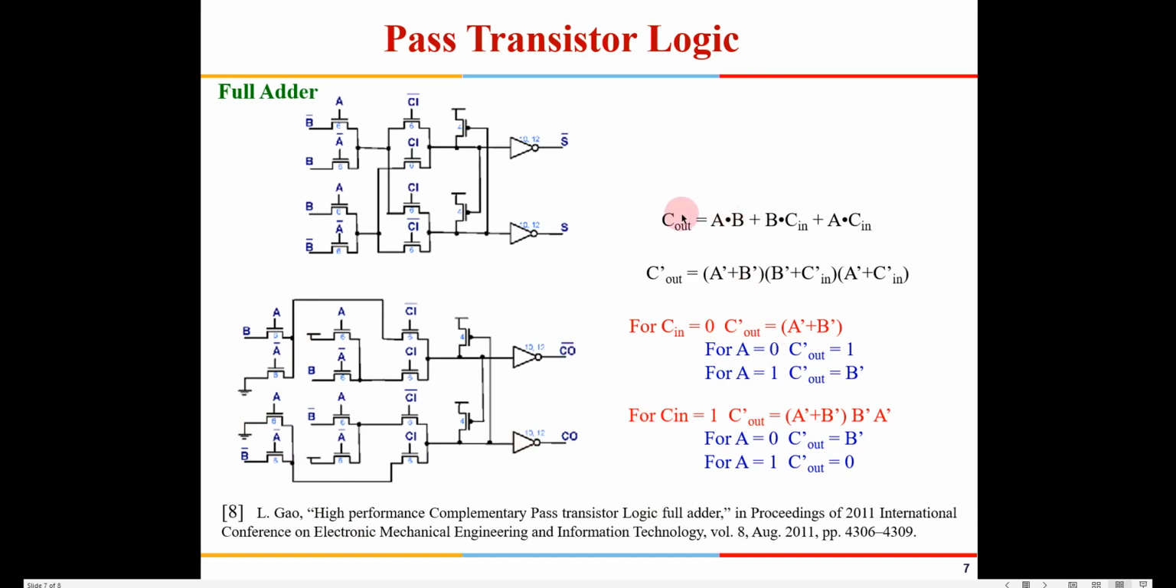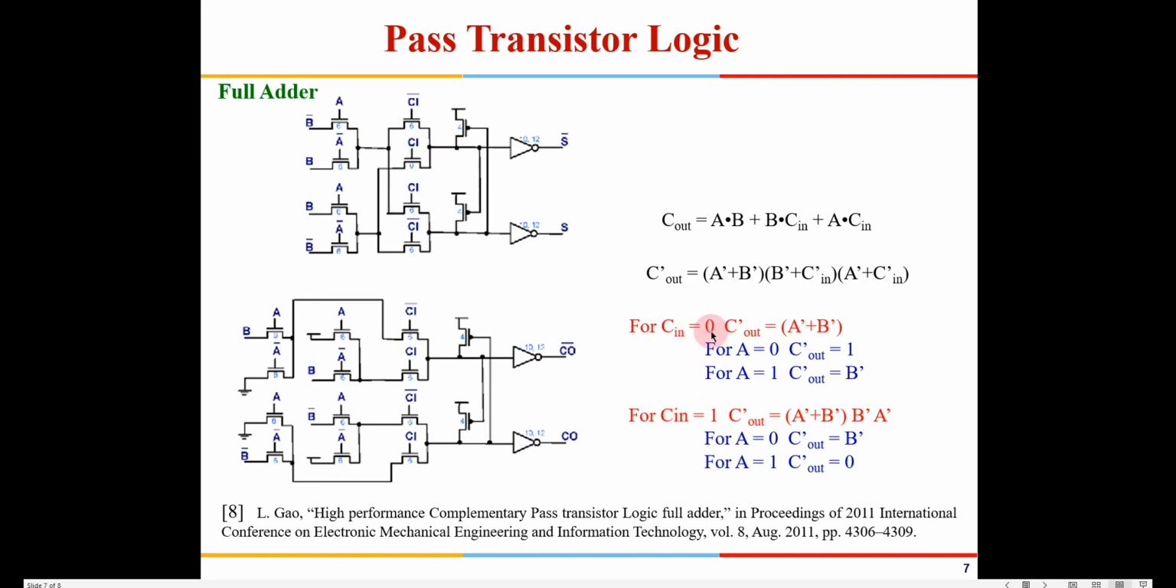So for pass transistor logic, the technique is simple. First you write the expression for C out bar, and then the first set of gates. Now in this particular example, I have taken C in as the first variable. Okay, you can take it A also, you can take it B also. So accordingly the gate gets modified. Not necessarily you will always have to start with C in.